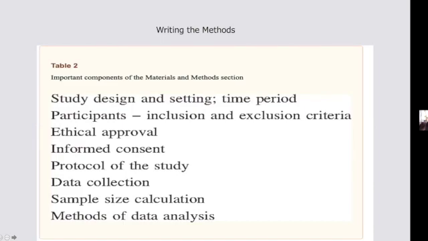Who are the participants of your study? How did you select them? The inclusion and exclusion criteria. It's also important to cite here whether your paper was approved by an ethics board.